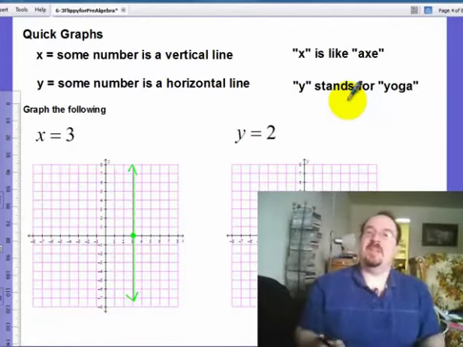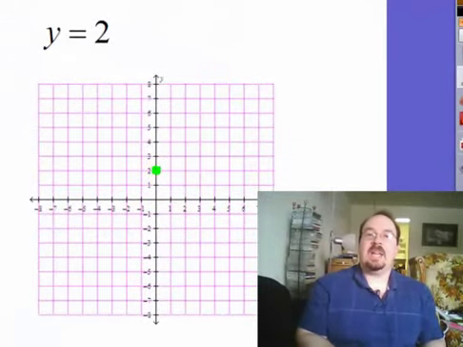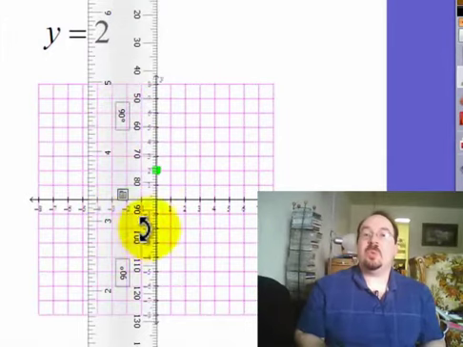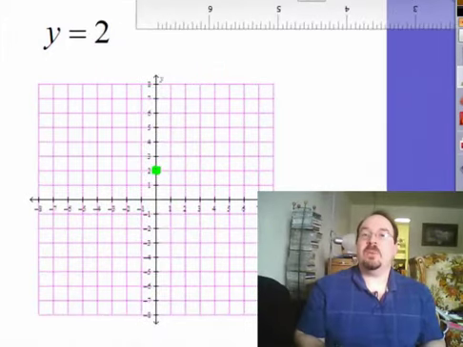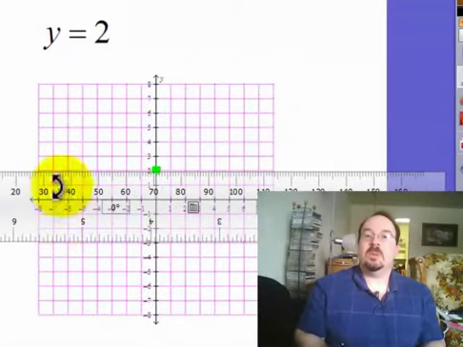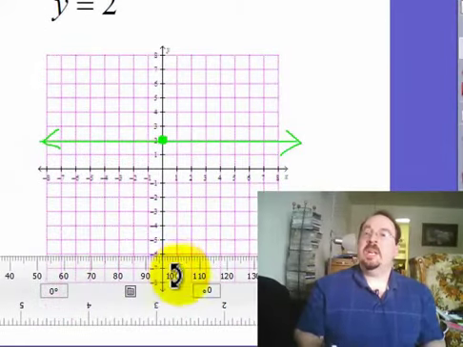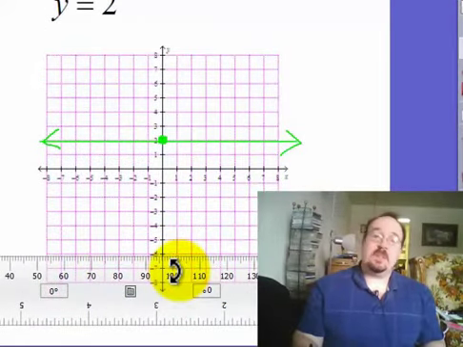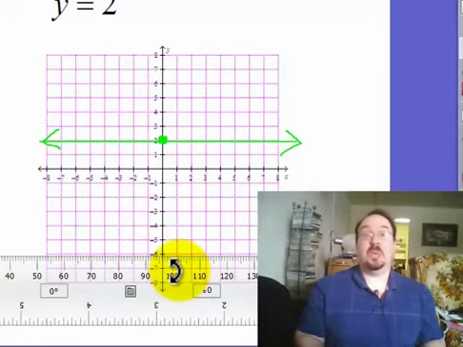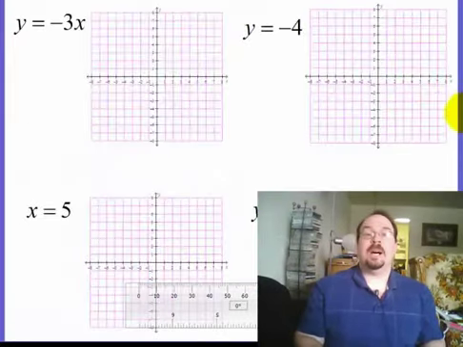But anyhow, let's graph this. So I find 2 on the y-axis, and I put a dot there, and now I will draw a horizontal line through it. So here we go, just like that. And draw my arrows, which I have not been doing like I should. And that's all you do. Very simple graphs, but if you're not careful, it'll be really easy to mess them up too. So just be really careful and pay attention.